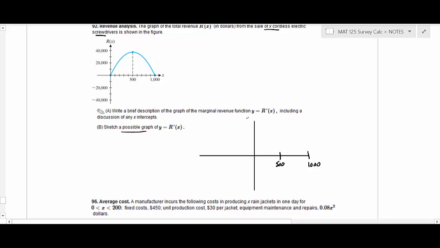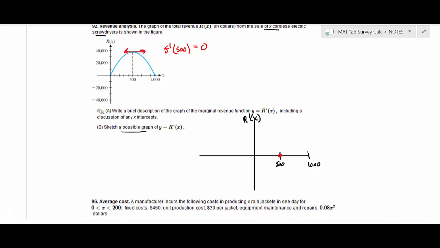Now, the y-axis is going to be r prime of x. So you want to label that. So here's kind of the way I look at this. Right here, the derivative, f prime of 500. What is the value of the derivative at 500? Right, that's 0. So what you do is you put a point there like that.